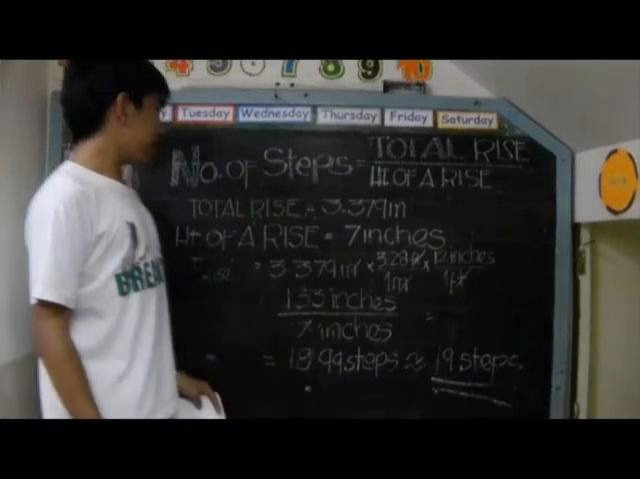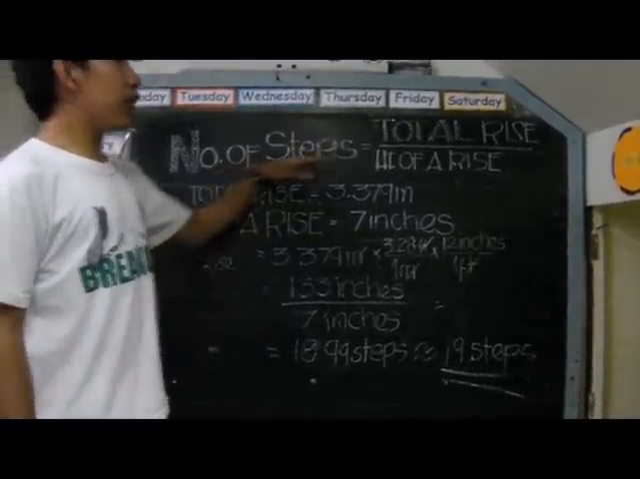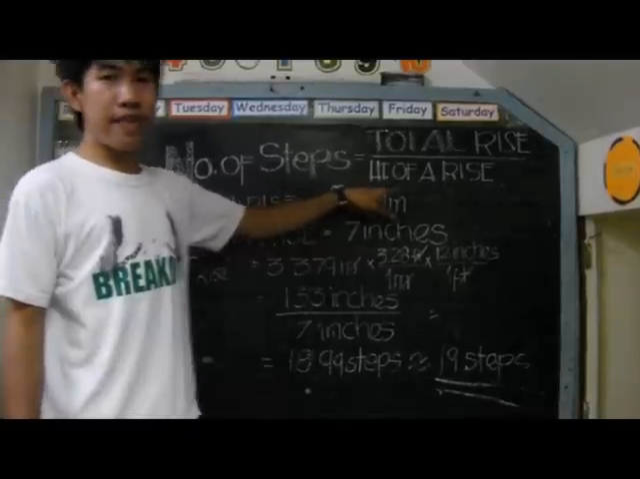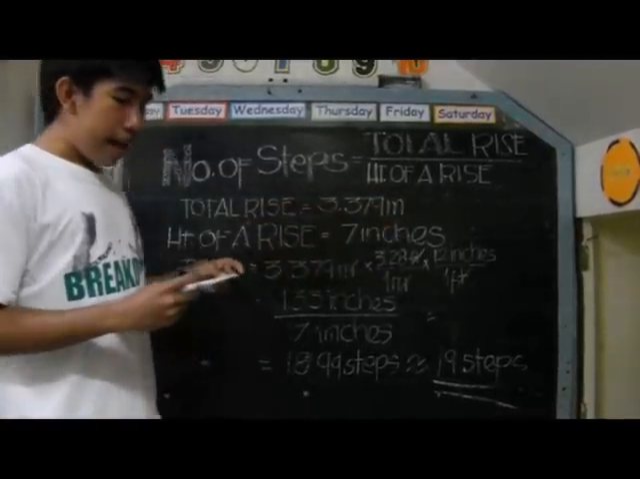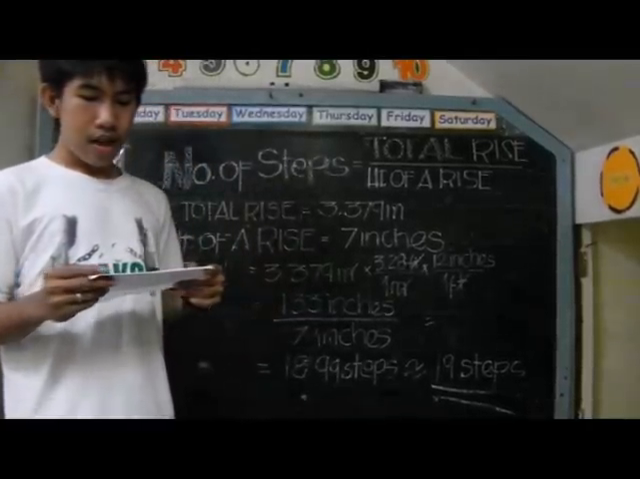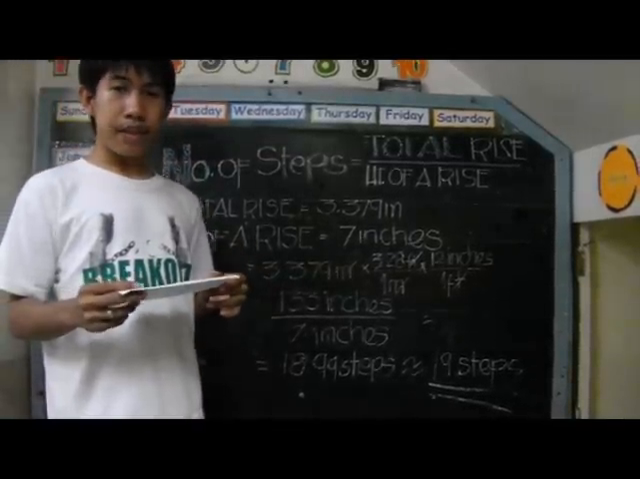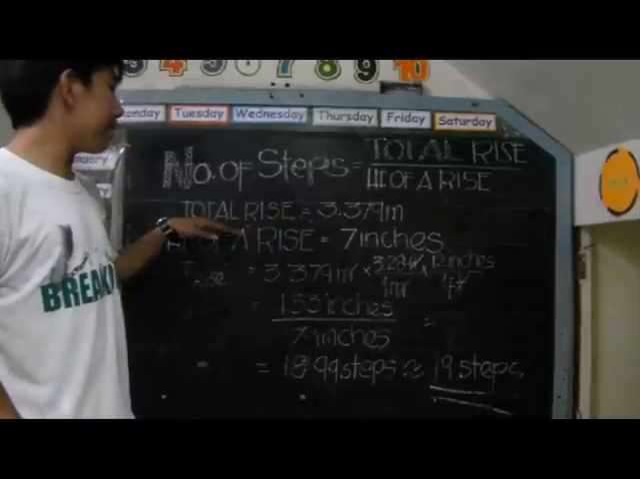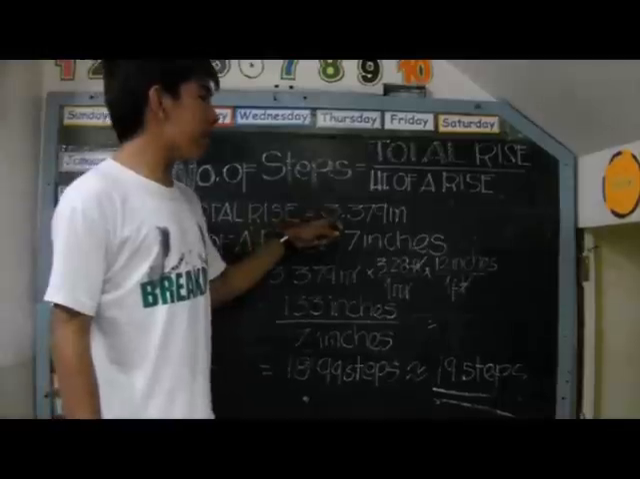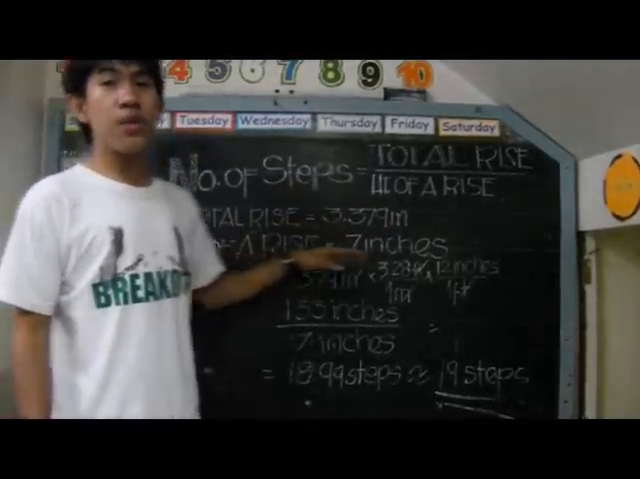As you can see, we have here the formula. Number of steps is equal to the total rise of the stairs over the height of each rise. And because I defined the stairs a while ago, this is the computation of how to get the total rise of the stairs. We have the given values. The total rise is equal to 3.379 meters. The height of each rise is equal to 7 inches.